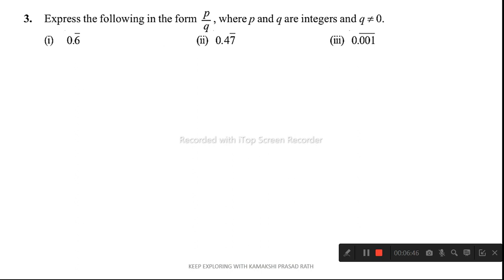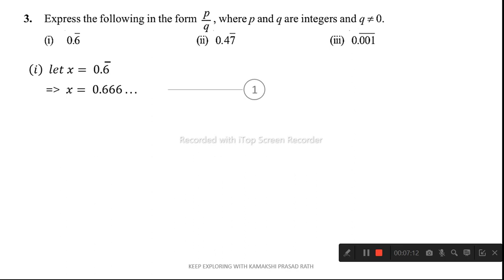Next, express the following in the form P by Q, where P and Q are integers and Q not equal to 0. The first question, 0.6 with a bar. So it is a non-terminating repeating decimal expansion. So let us take x equals 0.6 bar.